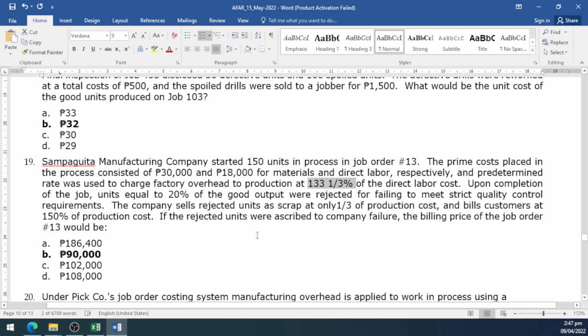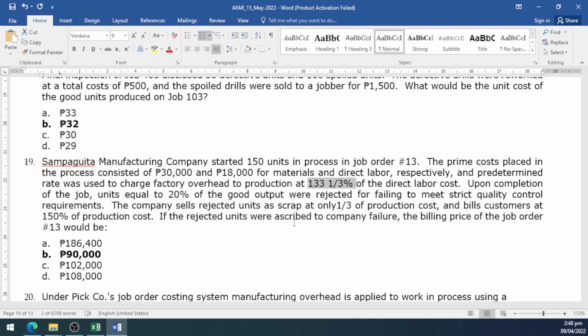Bakit ko kinumpit yung unit cost? Kasi ito, charge to all job. It says that this is due to internal failure. The rejected units were ascribed to company failure. So, hindi mo pwedeng i-charge doon sa customer. Internal failure ito. So, charge to factory overhead control. Charge to all job. Hindi magbabago ang unit cost doon. 480 pa rin yan.